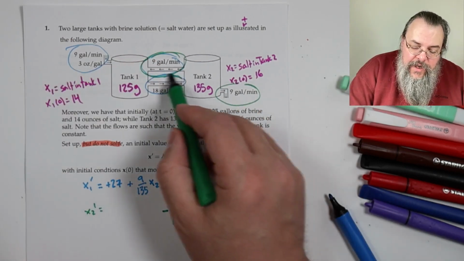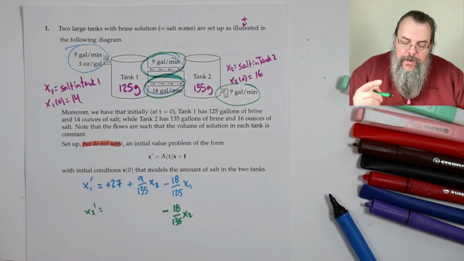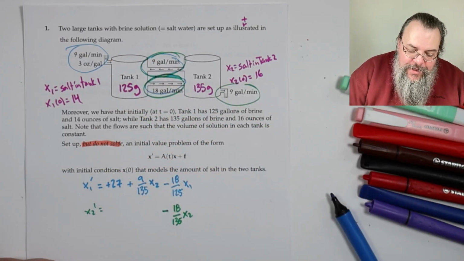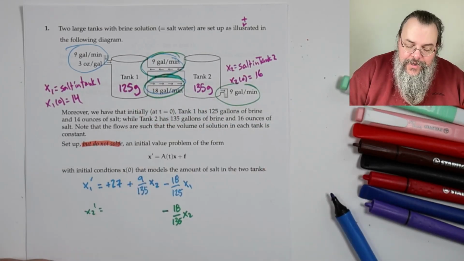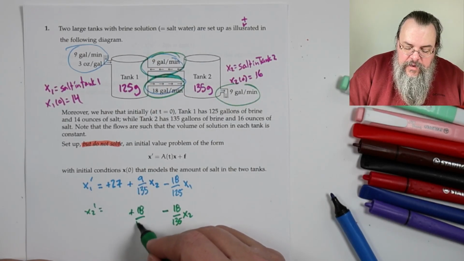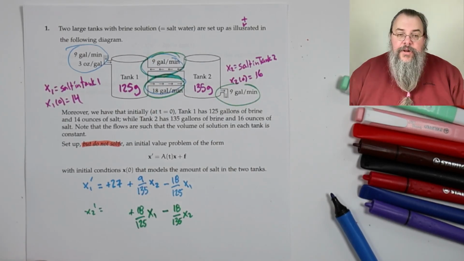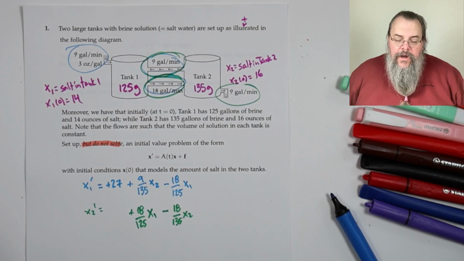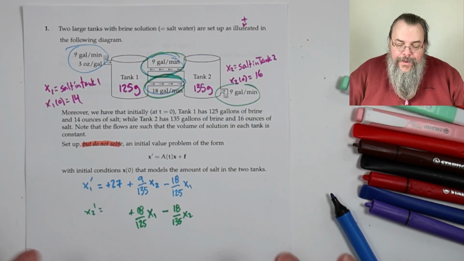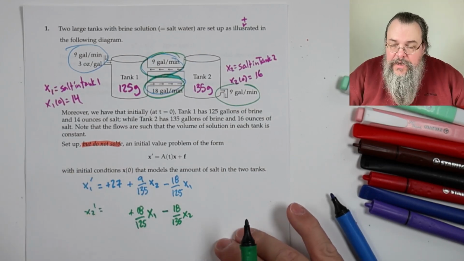We also have inflow. How much is coming in? Well, we have inflow from tank 1. How much of tank 1 are we getting? Well, 18 over 125 of tank 1. So plus an increase, 18 over 125. All right, now, this is the system. It's just not written in that form.